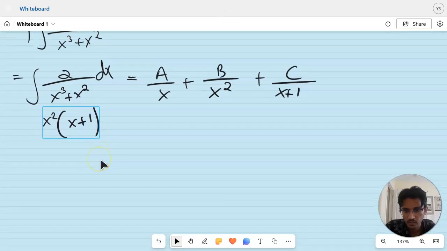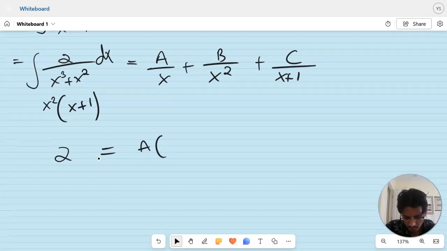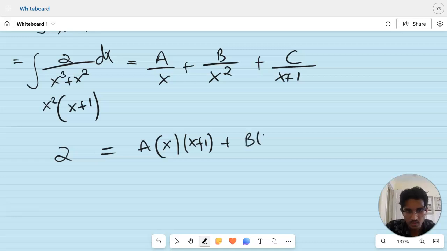Now let's solve it like we did for the previous problems. Multiplying both sides, we get 2 on the left side, and on the right A times x, because this needs an x, just to fulfill that, and it needs an x plus 1. Here it doesn't need an x, it just needs x plus 1, so B times x plus 1. And the third, C, needs an x squared.